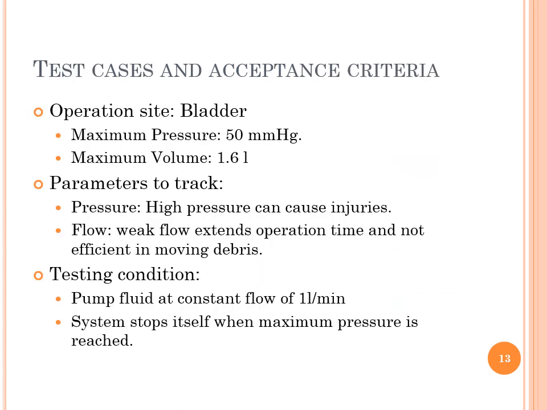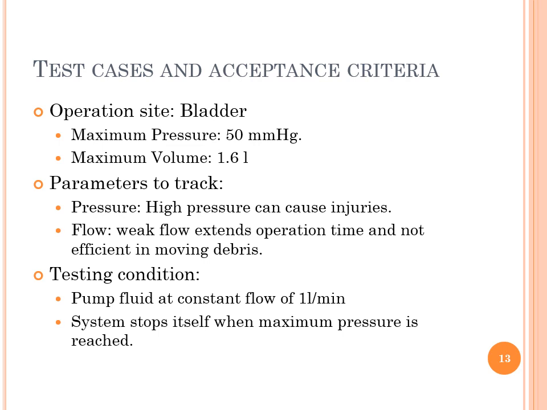Our model is designed to work on the bladder, so we selected the following specifications. Maximum pressure 50 mm mercury. Maximum volume 1.6 liters. The main parameters to track for safe and efficient work are the flow and the pressure. A high pressure can damage the operation site, so we need to monitor it and keep it under the critical pressure. Whereas the flow affects the speed and efficiency of the pump. A weak flow extends the operation time, and it's not efficient at moving waste or debris.